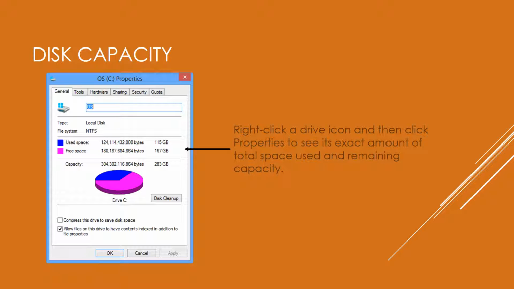So if you just right click on the drive icon and then click Properties, you'll get this window, and it will show you a little pie here, and the pink is how much free space, the blue is how much used space, and you'll see that besides the visual representation, it does give you exactly how many bytes are used or free, and in this case how many gigabytes or megabytes or terabytes are used as well.